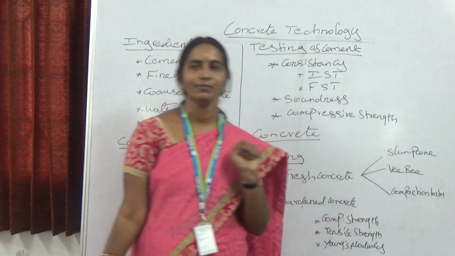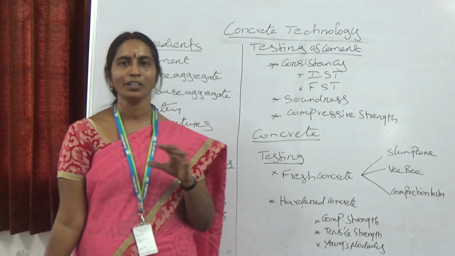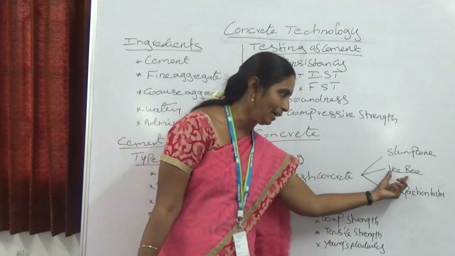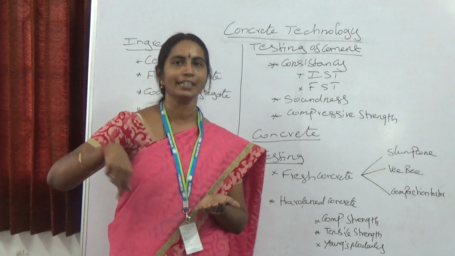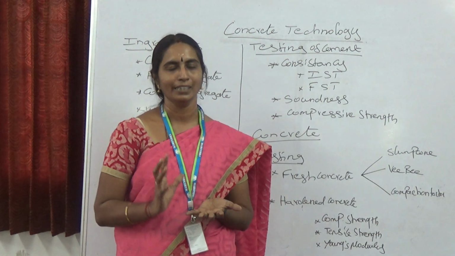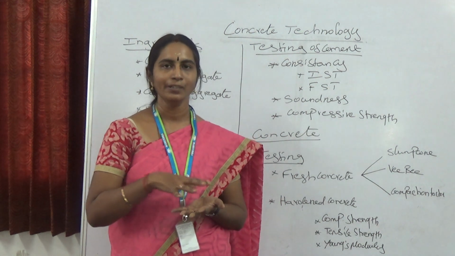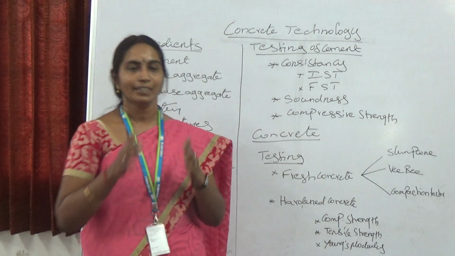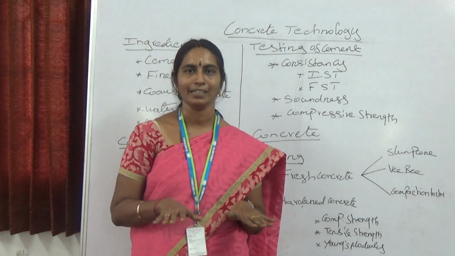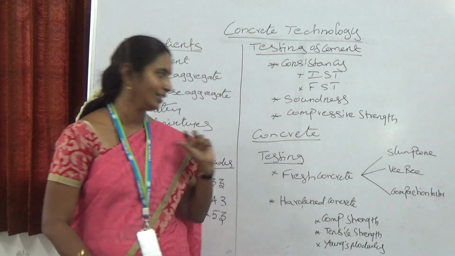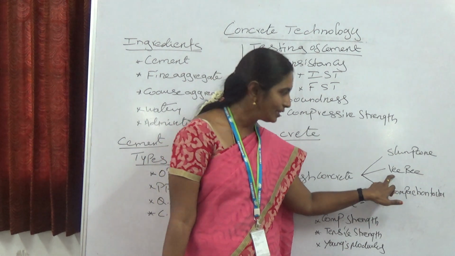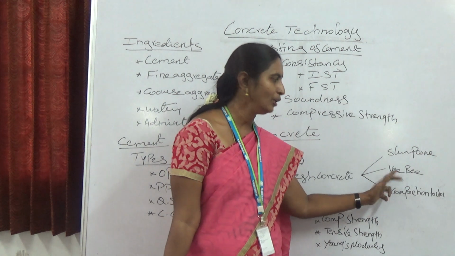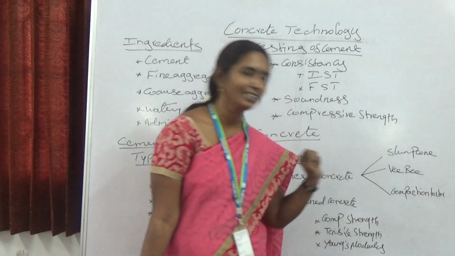Next, moving to the VB consistometer. We take the same concrete mix proportion and fill it in the VB apparatus. This VB apparatus is a cylinder with a slump cone. We fill the concrete in the slump cone, then remove the slump cone. We start the motor. The concrete spreads in the horizontal direction. The time taken is measured in the VB consistometer. So this VB consistometer is used to determine very low workability. Then another one is the compaction factor.